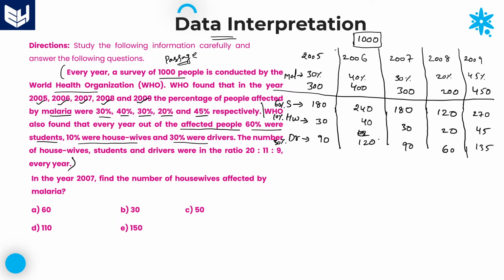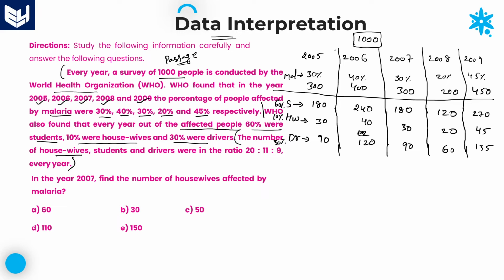Now up to here, we have calculated all the values of people affected with malaria in the years 2005, 2006, 2007, 2008, 2009. The total value is calculated, and also among the total number of people, how many students, how many housewives, and how many drivers were affected in each and every year. As of now, the entire information is calculated. Still one statement is left over, that is this one.